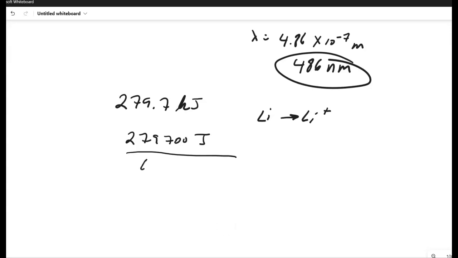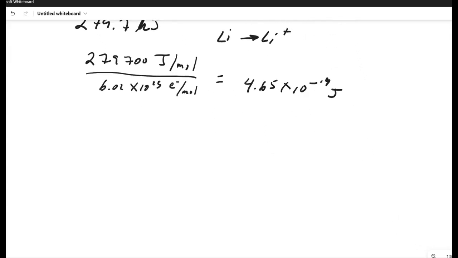So we're going to go 6.02 times 10 to the 23rd, and that's going to be electrons per mole, and this is joules per mole. Let me go ahead and do that. 279,700 divided by Avogadro's number, and you get a small number because you're only talking about 1 electron being removed: 4.65 times 10 to the minus 19 joules.